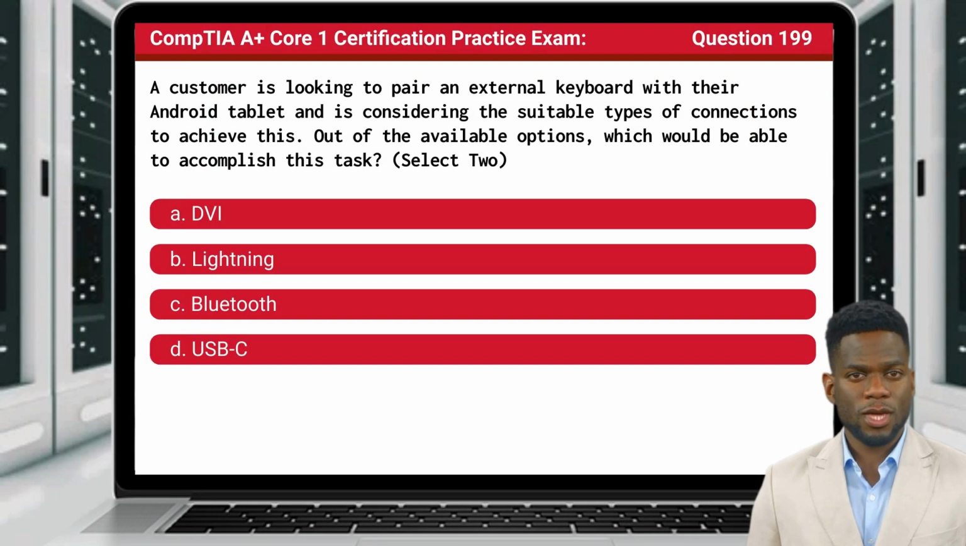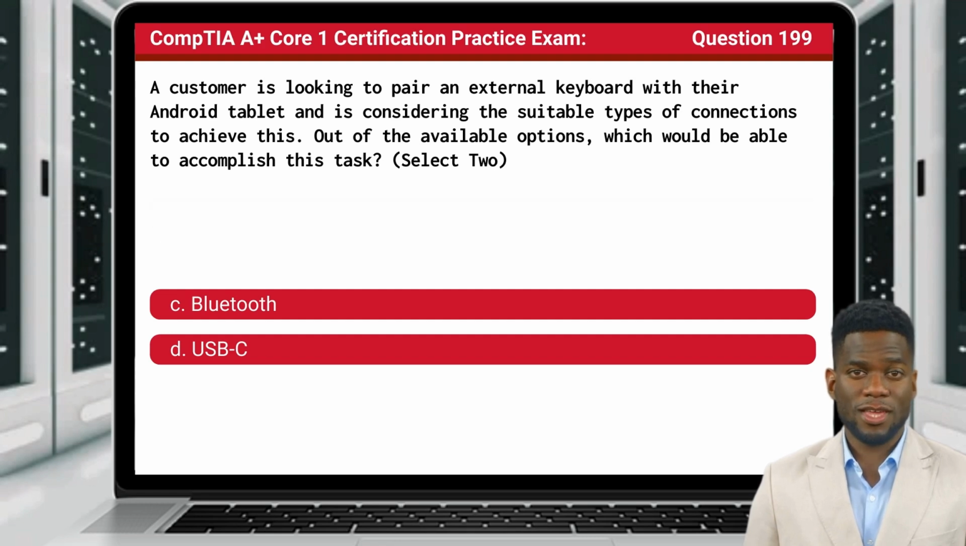Question 199. A customer is looking to pair an external keyboard with their Android tablet and is considering the suitable types of connections to achieve this. Out of the available options, which would be able to accomplish this task? Select 2. The answer is C and D, Bluetooth and USB-C.